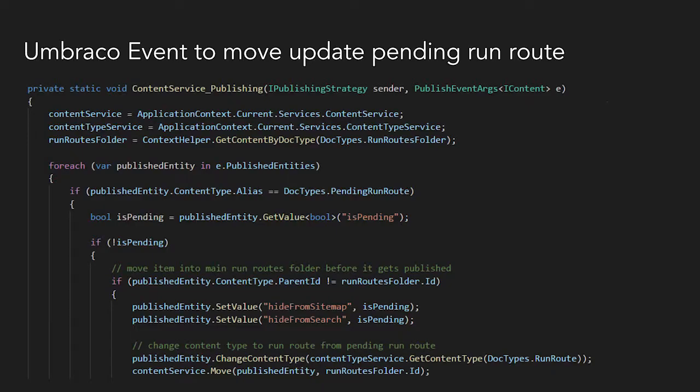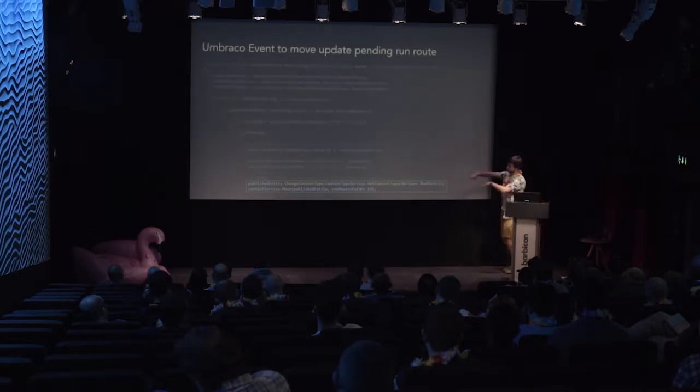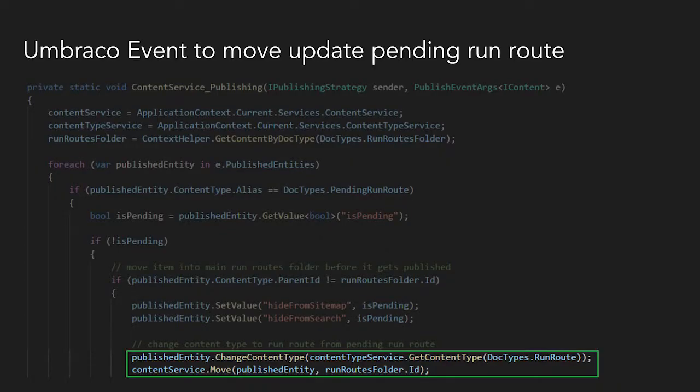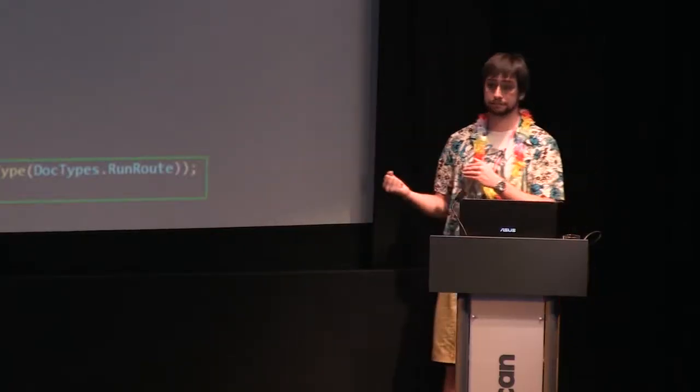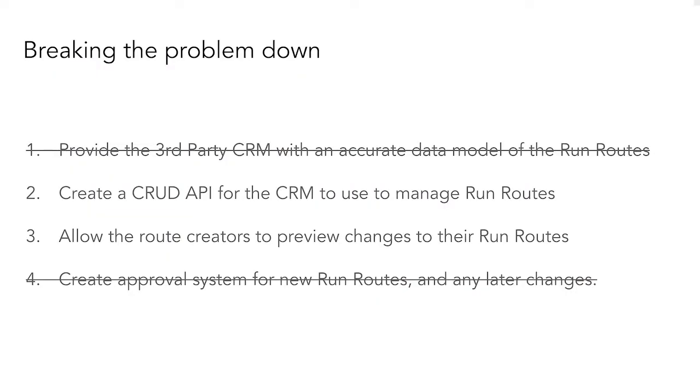To let the Umbraco users, the content editors, approve these, we add a little bit to the publishing events. So when they go into the route, they've checked it out, they just uncheck "is pending", and this whole thing moves down here. It will change the doc type, change the folder that it lives in into the main run routes folder, and that route will now be live. And that's sort of an approval process. We've just created our approval system.